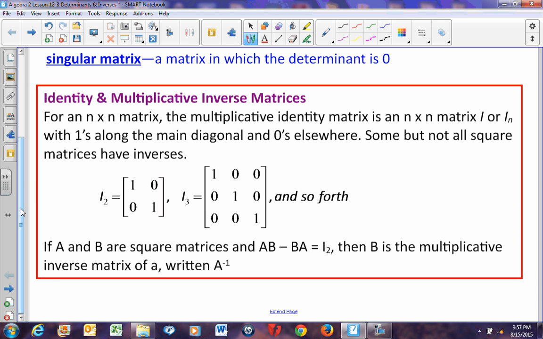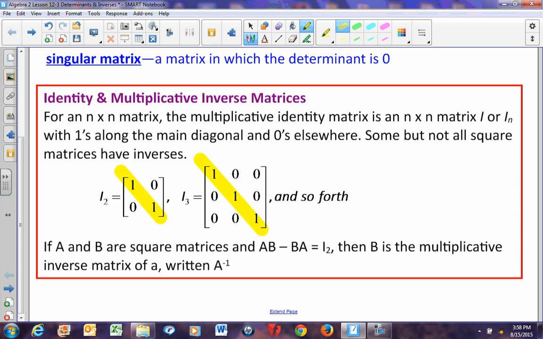Okay, so identity and multiplicative inverse matrices. For an n by n matrix, whether it's a 2 by 2, a 3 by 3, or a 4 by 4, the multiplicative identity matrix is an n by n matrix, I sub n, with 1s along the main diagonal and 0s every place else. In a 2 by 2 matrix, you have 1s here and 0s every place else, and in a 3 by 3, you have 1s there. On a 4 by 4, you go all the way down with 1s, and everything else would have to be 0s, and so forth.